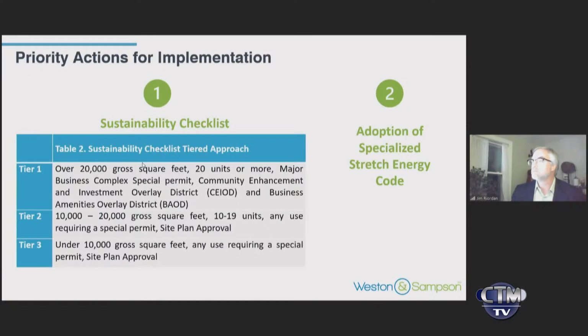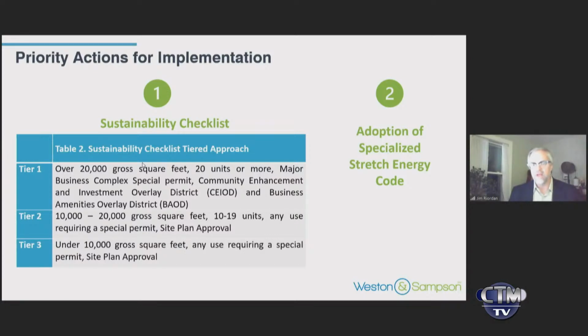So next slide, please. Priority actions for implementation. These include two basic actions: the sustainability checklist and adoption of specialized stretch energy code. The idea behind the sustainability checklist is that when a developer or applicant is coming in to do development or redevelopment, they're taken through those basic topic areas that I mentioned a couple of slides back: the building, the site, making sure stormwater and wastewater are managed appropriately, appropriate energy use and use of renewables wherever possible, and that they're incorporating those things into their applications, their building designs and their site designs, and so on.